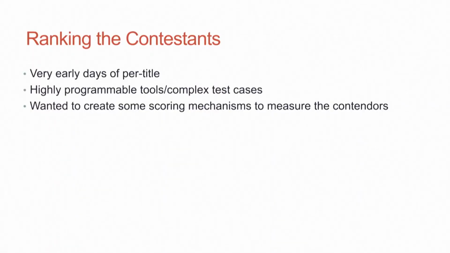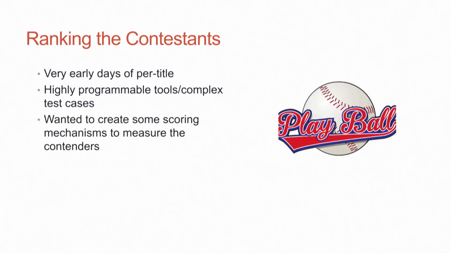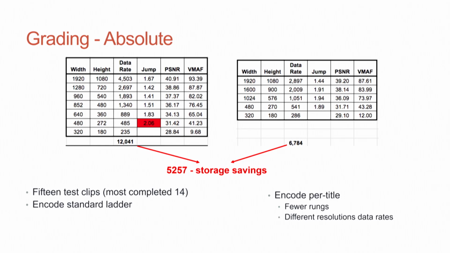And then, we're at the very early days of per title. There's a lot of different ways to look at this stuff. This is just kind of my way to look at it. And I wanted to come up with scoring. So I moved to a baseball analogy. And you'll see what I mean in a second. But number one is when I talk about how much you can save from a storage perspective, this is the bit rate ladder for the baseline. This is the bit rate ladder for per title.